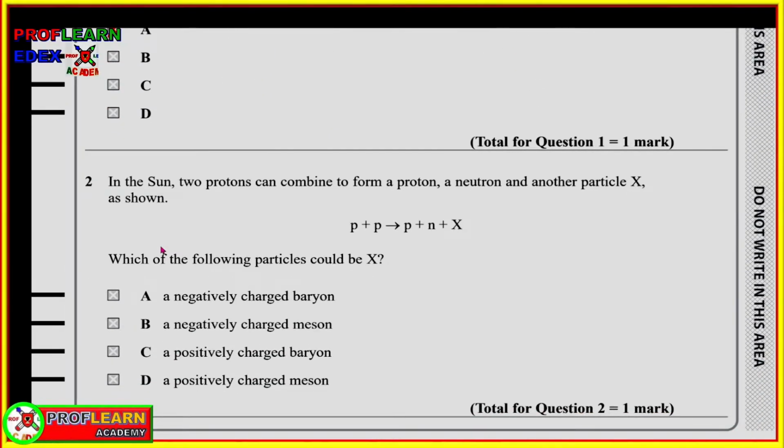In question 2, we are told in the sun, two protons can combine to form a proton, a neutron, and another particle X. Which of the following particles should be X? So the reaction is P plus P, so proton plus a proton, we have a proton plus a neutron, then plus X.